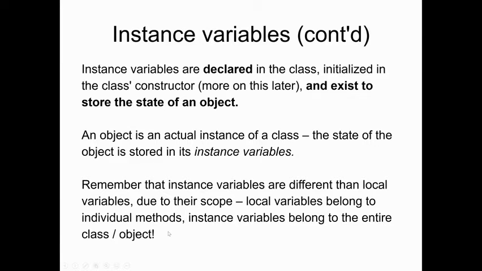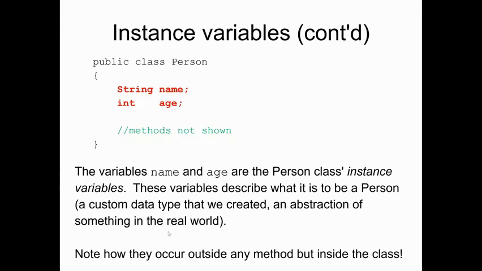Instance variables are declared in the class, initialized in the class's constructor, more on this later, and exist to store the state of an object. An object is an actual instance of a class. The state of the object is stored in its instance variables. Remember that instance variables are different from local variables due to their scope. Local variables belong to individual methods, yet instance variables belong to the entire class or object.